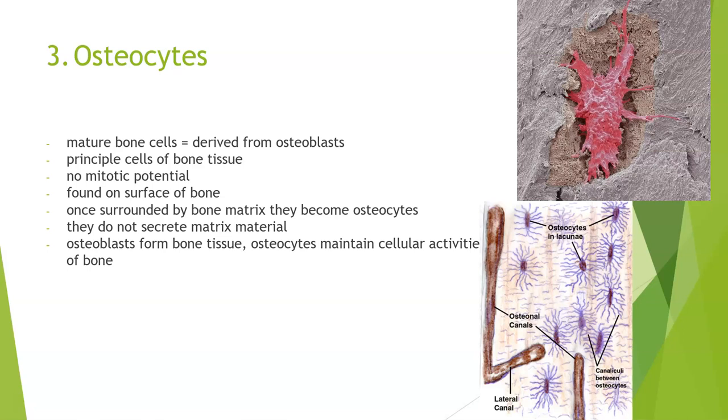It's found on the surface of bone, and as I said, osteoblasts, once surrounded by this bone matrix that they're secreting, become osteocytes. Osteocytes do not secrete matrix material. Osteoblasts create matrix material, not osteocytes. Osteoblasts form bone tissue, and osteocytes maintain cellular activities of bone tissue.